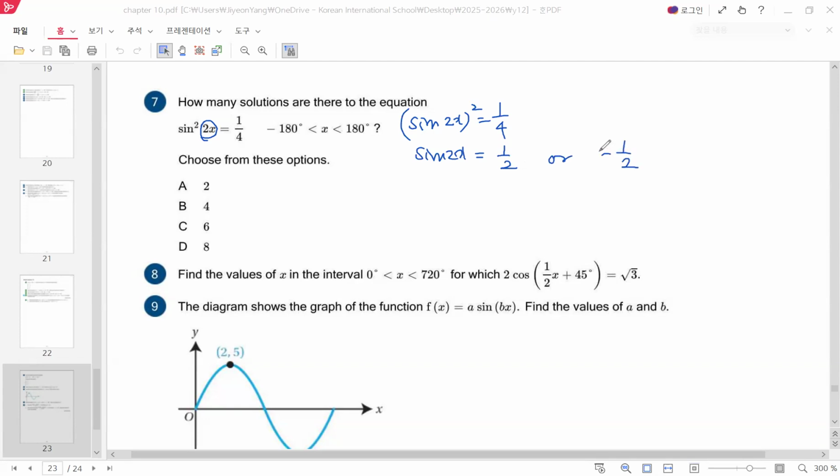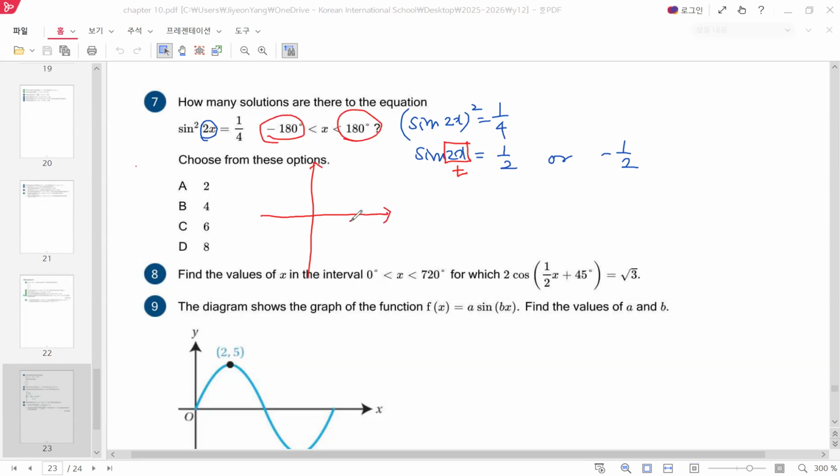You understand this, right? And then this part is very important. Please take this 2x as a chunk, okay? You can write down as t, but I prefer to use just this rectangle, just a blank rectangle. Anyway, sine of some chunk is either 1 over 2 or negative 1 over 2. And the given range of angles is negative 180 to 180.